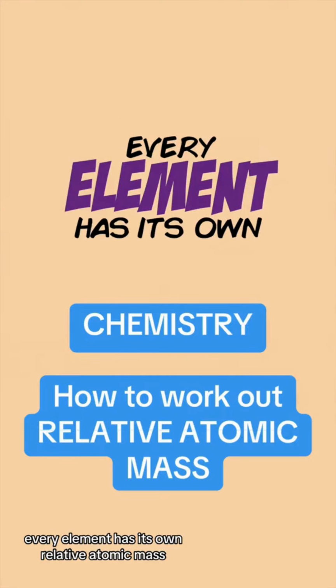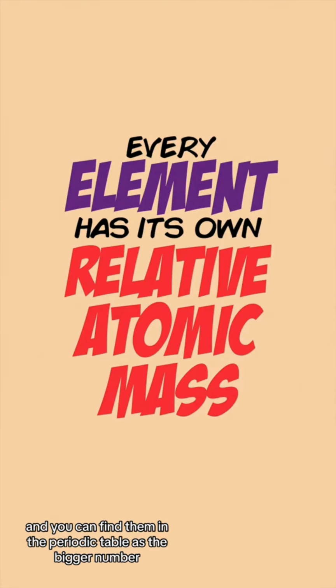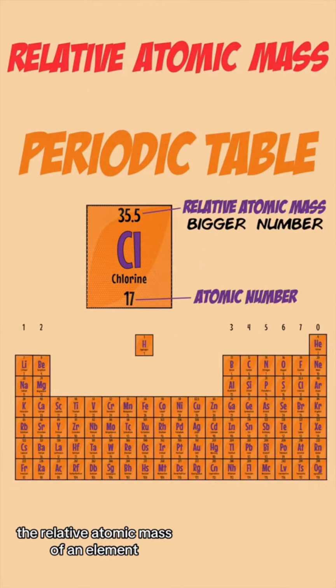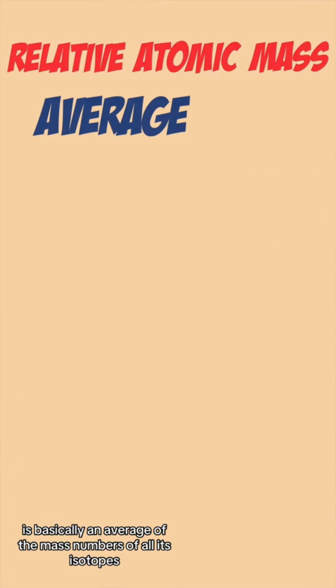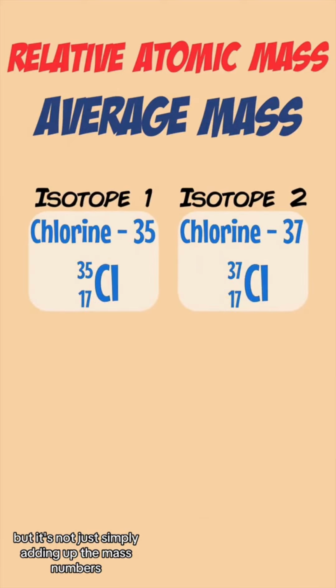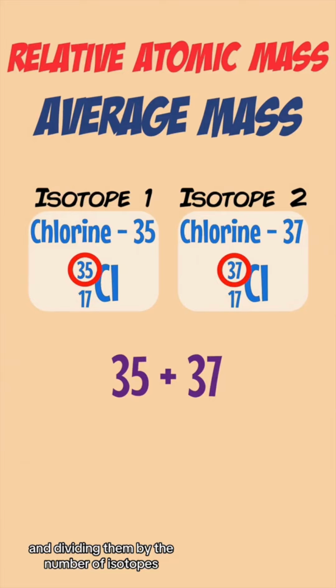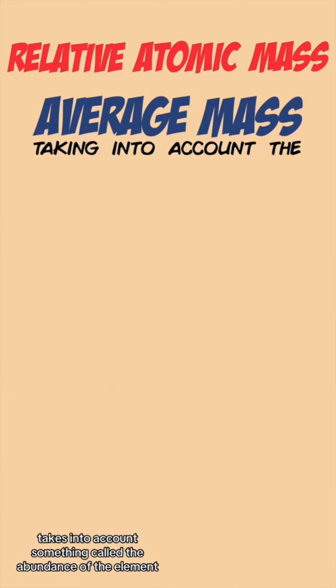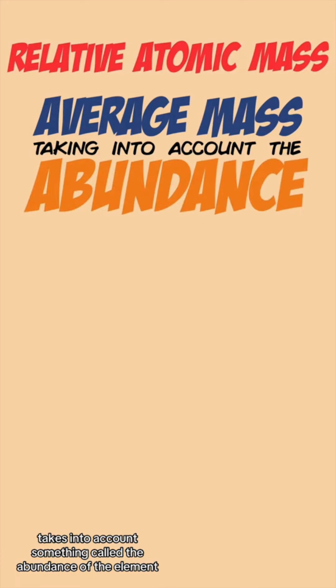Every element has its own relative atomic mass, and you can find them in the periodic table as the bigger number. The relative atomic mass of an element is basically an average of the mass numbers of all its isotopes. But it's not just simply adding up the mass numbers and dividing them by the number of isotopes. The relative atomic mass takes into account something called the abundance of the element.